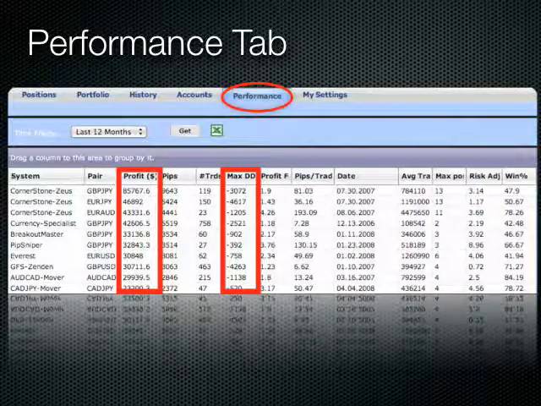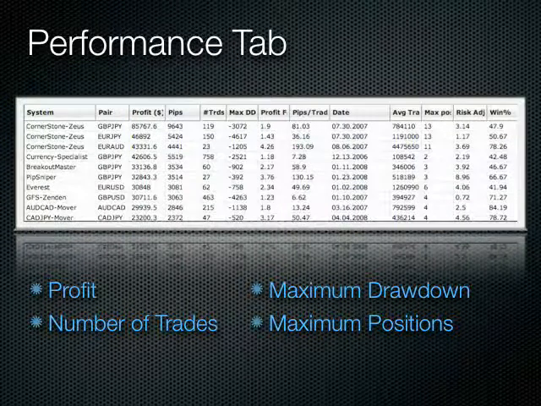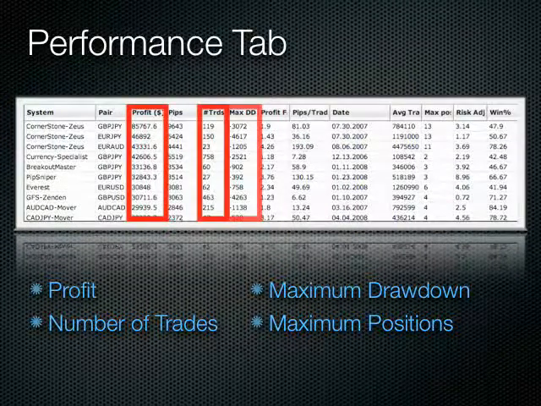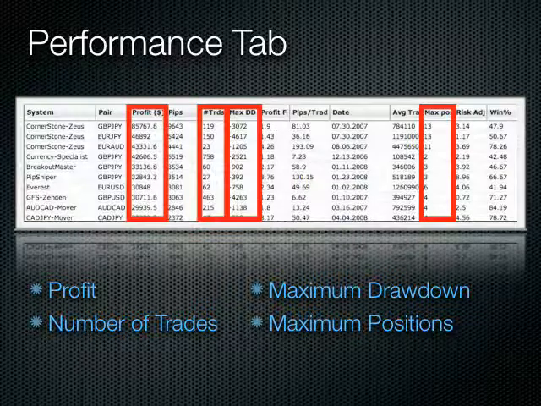However, at first glance, the numerous columns might be a bit overwhelming. From our experience, we have found that most traders tend to focus on 4 columns: profit, number of trades, maximum drawdown, and maximum positions. Because of this, we will focus on these columns as well. We're going to begin with a brief definition of each column, starting with profit.